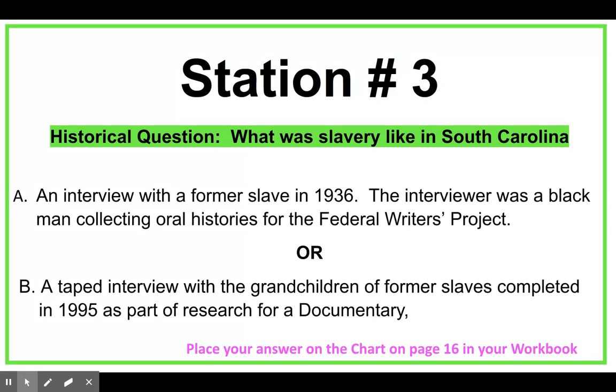You're done? That is awesome. I'm so glad you're done. All right, we are looking at what slavery was like in South Carolina. So which source do you trust more, source A or source B? What do you think?